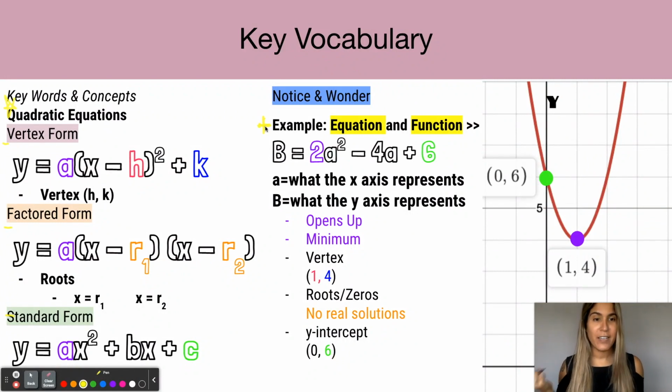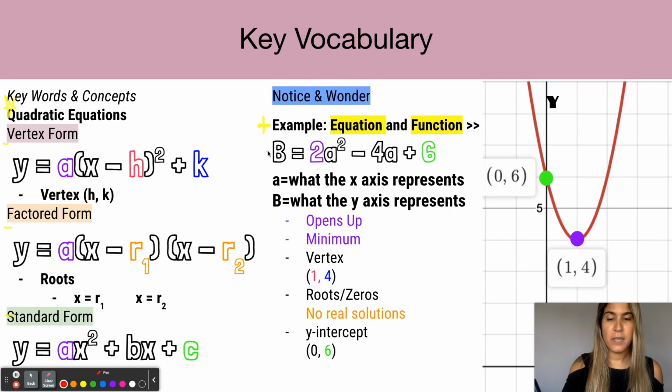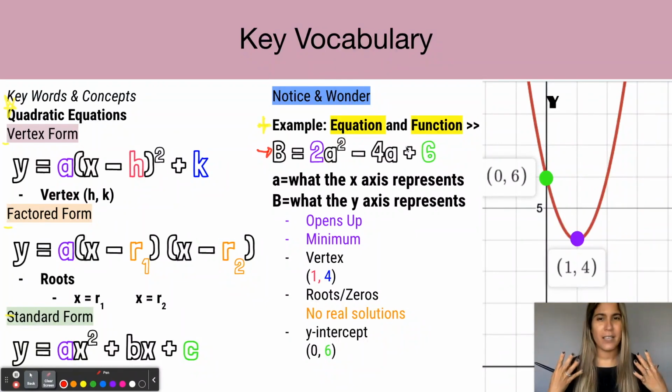So we are given an equation. We're given the equation b equals 2a squared minus 4a plus 6. Now, you might be thinking, but where's the x and the y? Remember, x and y are variables, which are letters that take the place of an unknown. So we might have x and y, but we might have other letters.